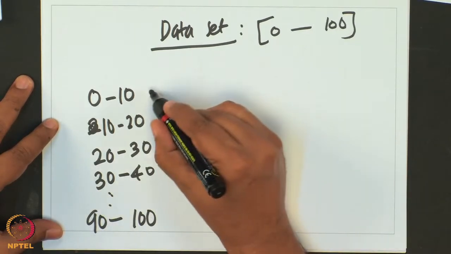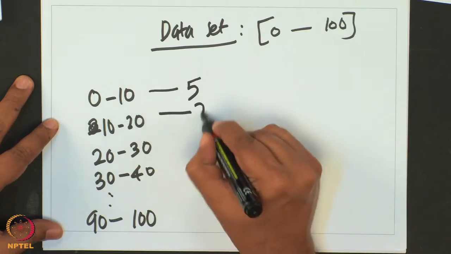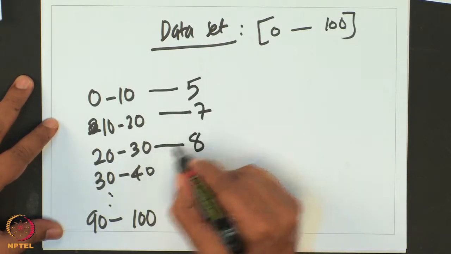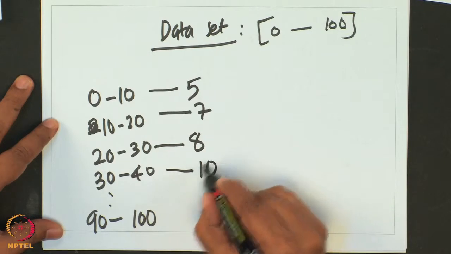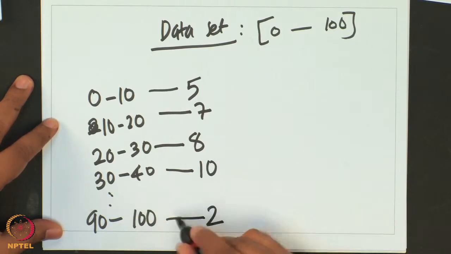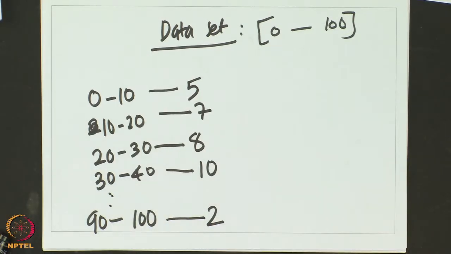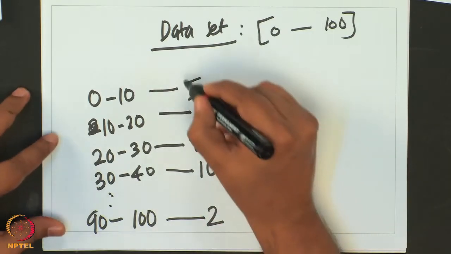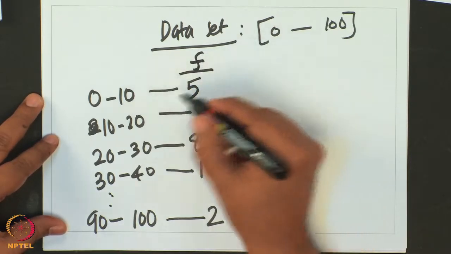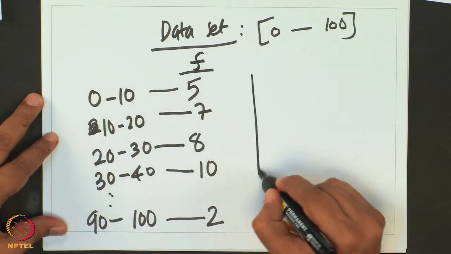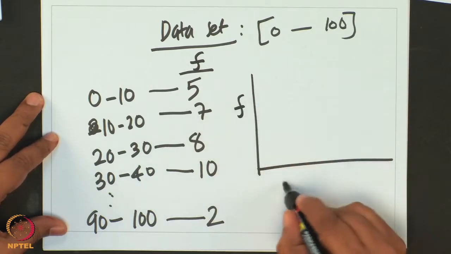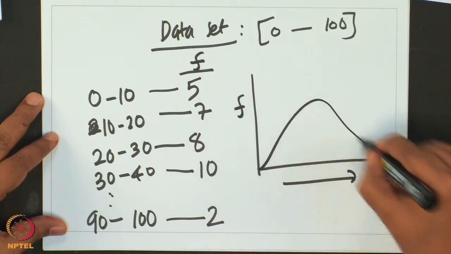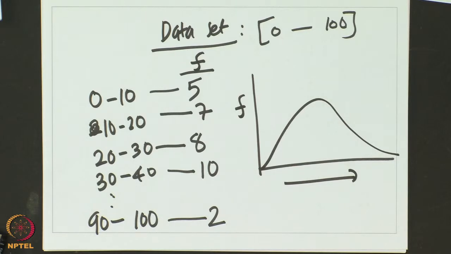So let us say there are 5 numbers here, 7 numbers here, 8 numbers between 20 and 30, 10 numbers between 30 and 40, 2 numbers between 90 and 100. This will tell us a distribution of the marks. This I would call f, and this is the mark range. I can plot f versus this range of marks, and I would get some curve. This is called a distribution, about which we will discuss in detail later.